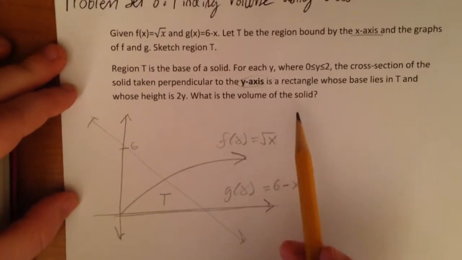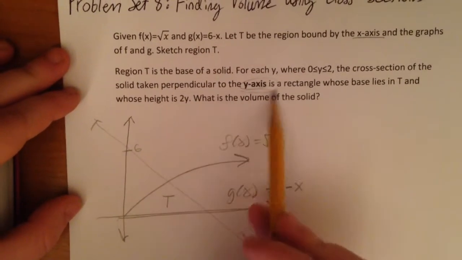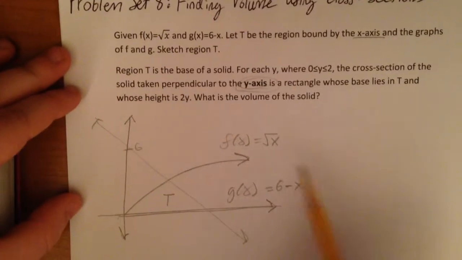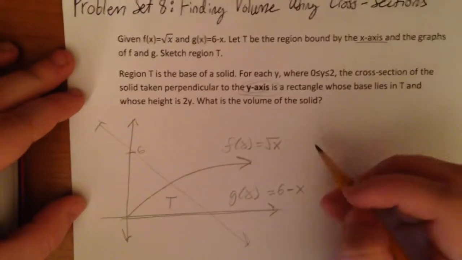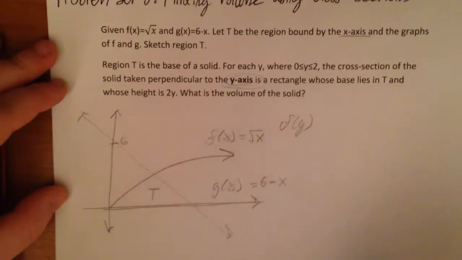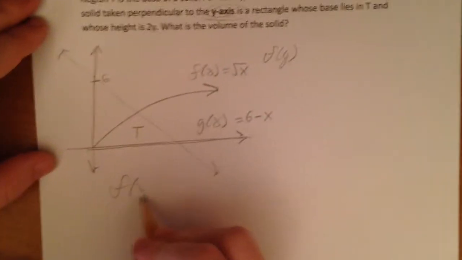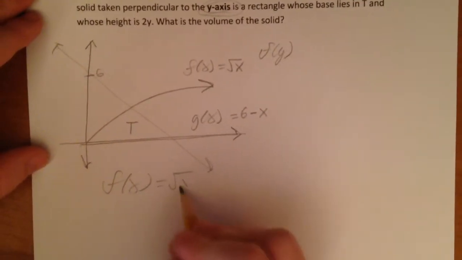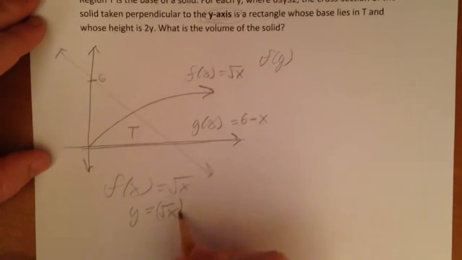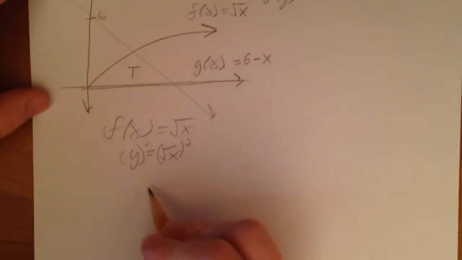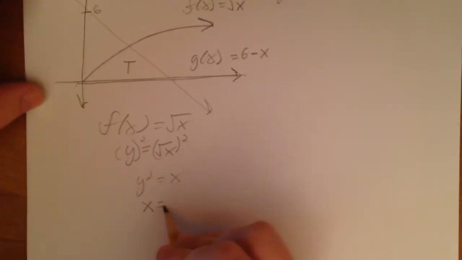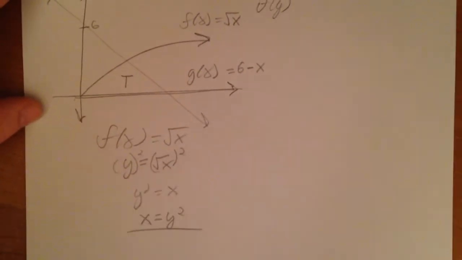First, we notice that the cross-section is perpendicular to the y-axis, which means that we need to set all of our equations in terms of y. In other words, we need to have f of y. So, let's start with working with f of x. Here we have f of x is equal to the square root of x. That's the same as saying y is equal to the square root of x. So, if we just square both sides, we would have y squared is equal to x. I'll rewrite that to make it pretty. We have x is equal to y squared. Great, that's f of x.